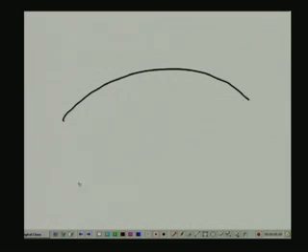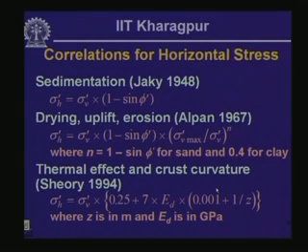He is considering curvature of the surface of the earth, and he is considering the fact that as the magma cools, the stresses within the mass of magma are going to get locked up. So these factors are considered by Shiori, and as a result he got that theoretical expression using elasticity theory.